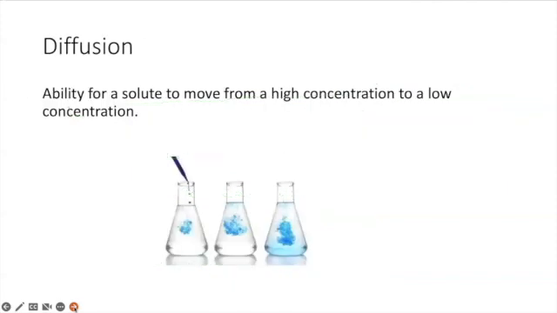So now moving on to diffusion. What the heck is diffusion? So diffusion is the ability of a solute to move from high concentration to low concentration. And so we see this a lot in everyday life, right? Here, in this little picture, you put some food dye in some water. It's highly concentrated here. Once it hits the water, it starts to diffuse, starts to spread out evenly and make a homogeneous mixture.